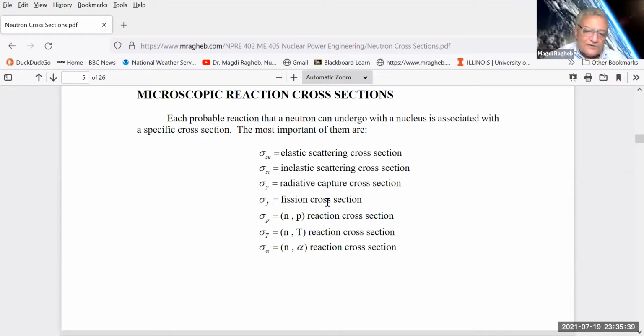But there are some other reactions that also occur, like a neutron can be absorbed in a nucleus and a proton, or a hydrogen nucleus, is emitted. We designate this as an NP reaction. A neutron can be absorbed and a triton, an isotope of hydrogen, the heavy isotope of hydrogen, tritium, is emitted. We call this an NT reaction. Or a neutron can be absorbed and an alpha particle emitted. We call this N alpha reactions.